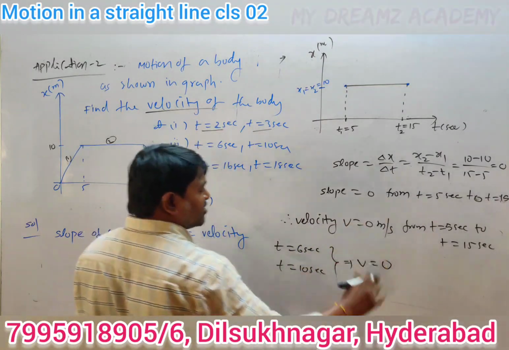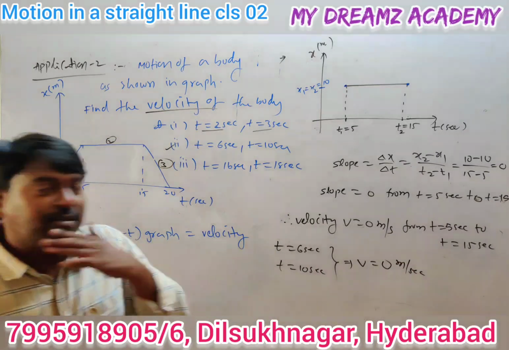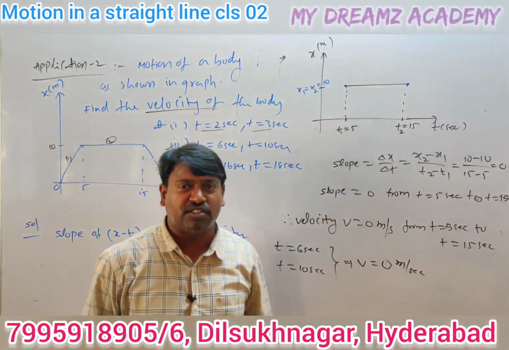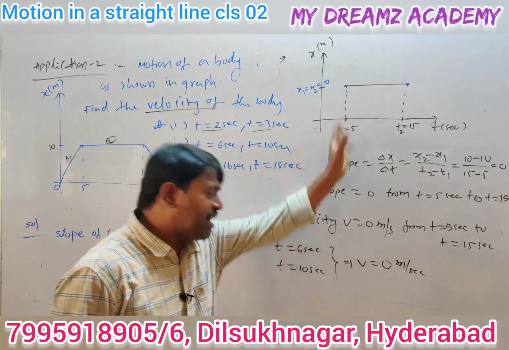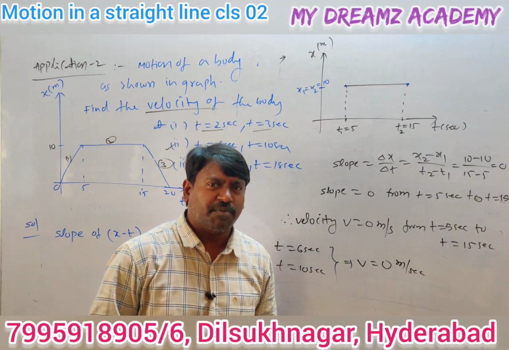At t equals 10 seconds, the velocity is also 0. Now this is the velocity of the body between the time intervals t equals 5 seconds to t equals 15 seconds. Whatever value we take in between, the velocity is 0 meter per second. Let us see the third part of the curve.